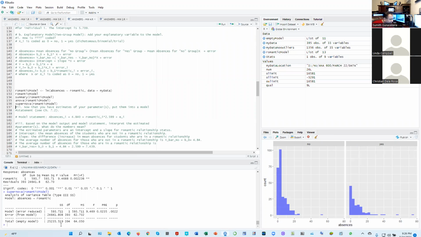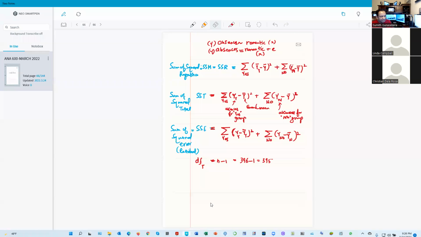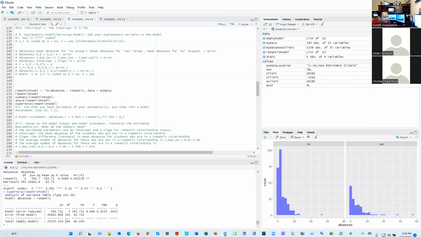390. How many people in this one? 395. Not 396, 395 in the data set, no? 395 in the data set. Sample size is 395. 395 minus 1, 394, see?